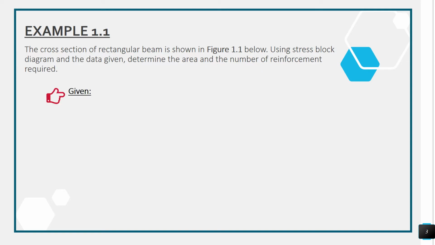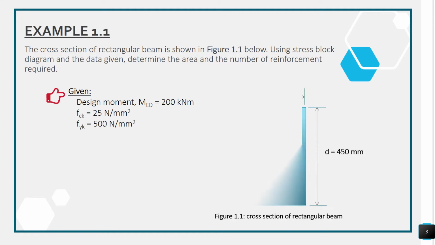Information given. Design moment 200 kNm. Characteristic of concrete, fck 25 N/mm². Characteristic of steel, fyk 500 N/mm². Then, cross-section of rectangular beam as per shown in figure 1.1. Breadth 250 mm and depth 450 mm.